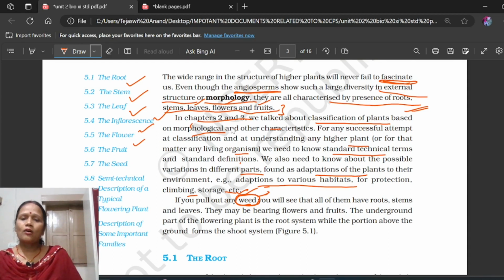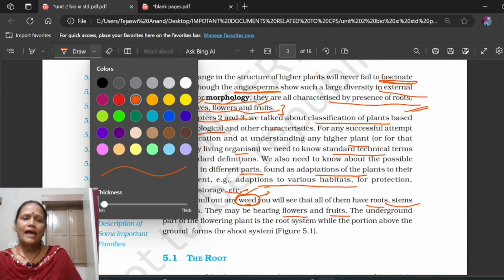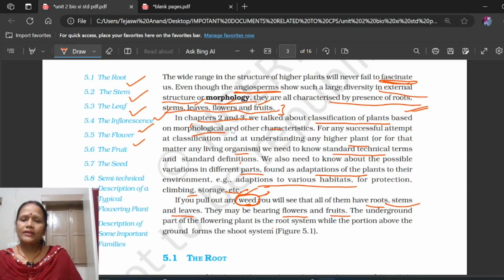You will see that all of them have roots, stems and leaves. If you uproot any weed, you can take the weed in your hand and find out what they have. Roots also, they have stems, they have leaves, they may be bearing flowers, and they may be bearing fruits. And the underground part of the flowering plant is the root system. The more important topic in this line has come to me now, and that I am putting in blue color, that you have to understand very well.